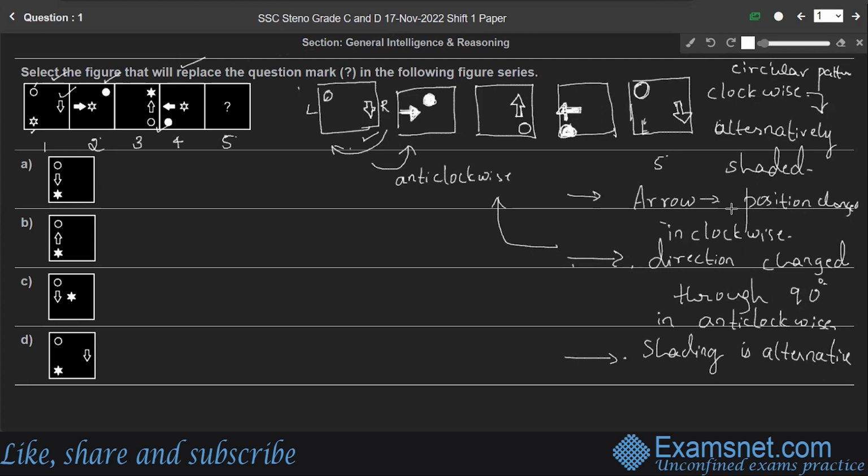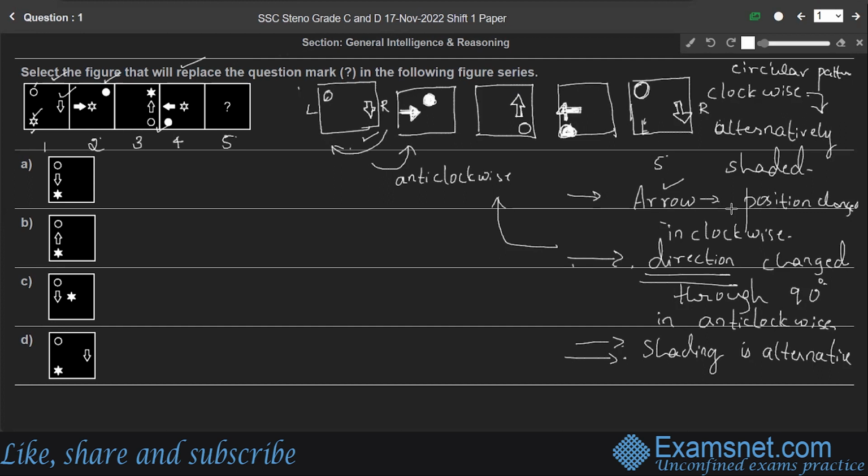So in order to determine the position of the arrow mark, we have to consider 3 points. One is its position: alternatively, it changes its position from left to right, right to left. Next is its direction: to find its direction, this arrow mark should be rotated through 90 degrees in anti-clockwise direction. And the third criterion is its shading: these arrow marks are shaded alternatively. So in the fifth figure, the arrow mark should be facing downwards and its position is to the right.